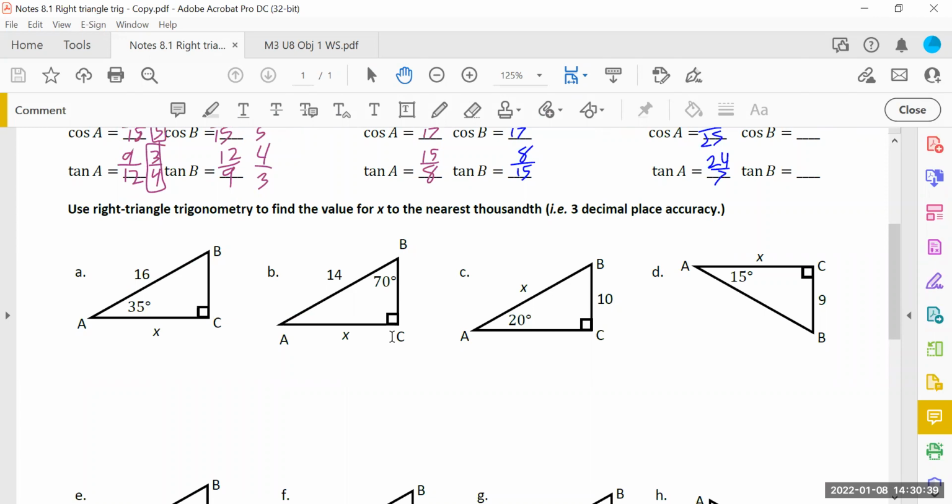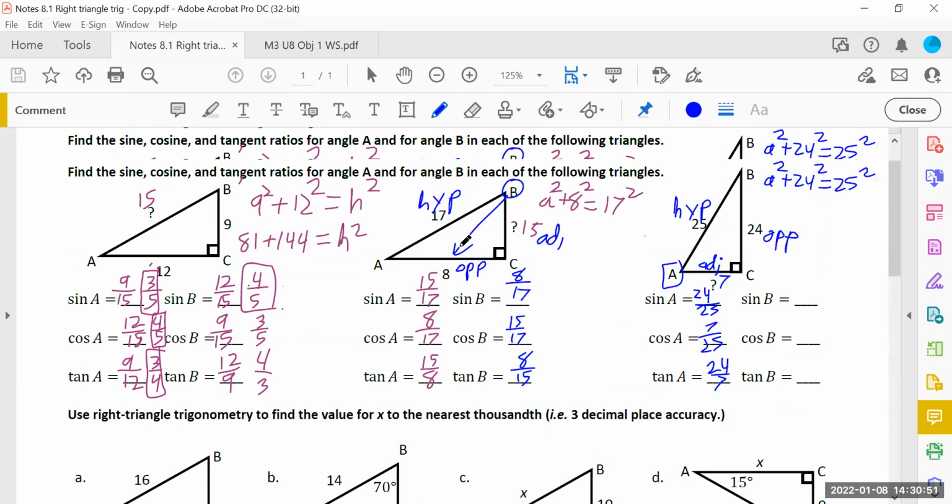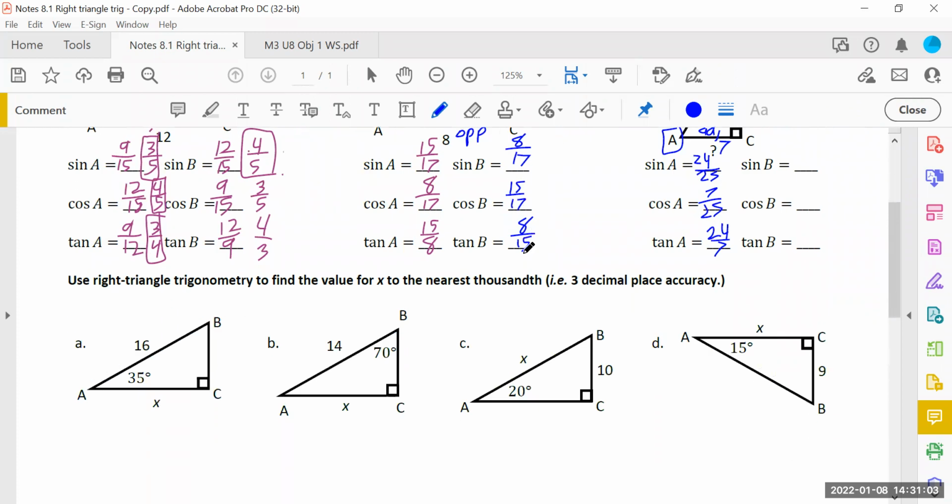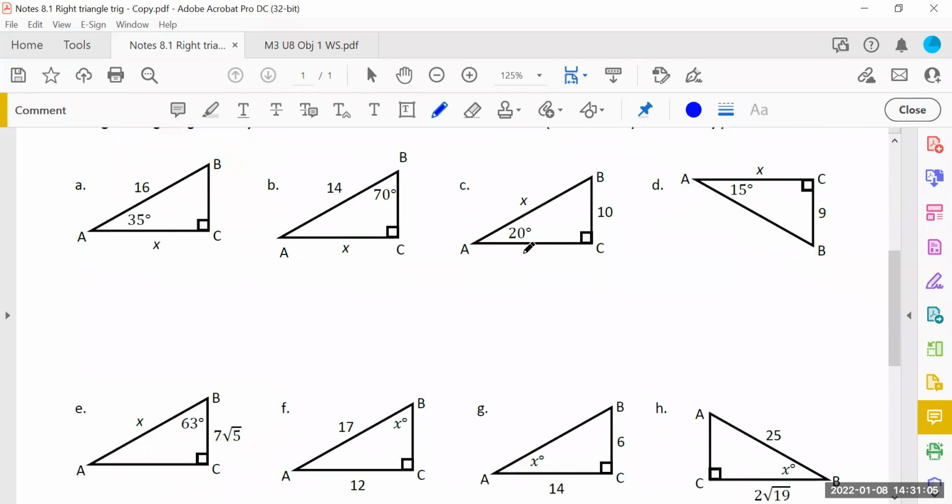Once you've done that, coming down to the next part of the notes, we're presented with something a little bit different. We're given an angle and maybe one of the sides and asked to find another side. In order to make this work, you've got to decide which of our three trig functions we need to use. So we've got sine, opposite over hypotenuse, cosine, adjacent over hypotenuse, tangent, opposite over adjacent. Each time you do this, you need to decide which of those three is going to line up with the information they gave me.